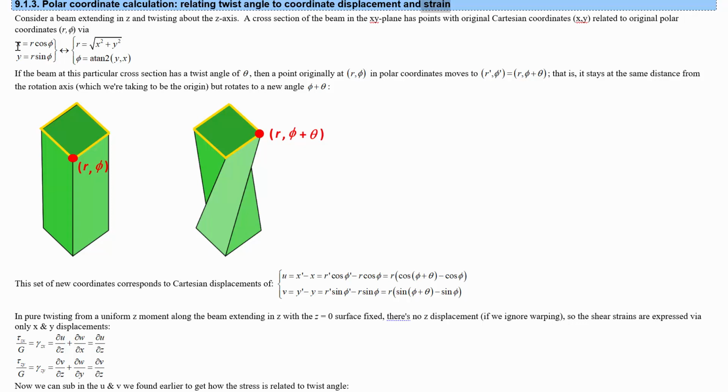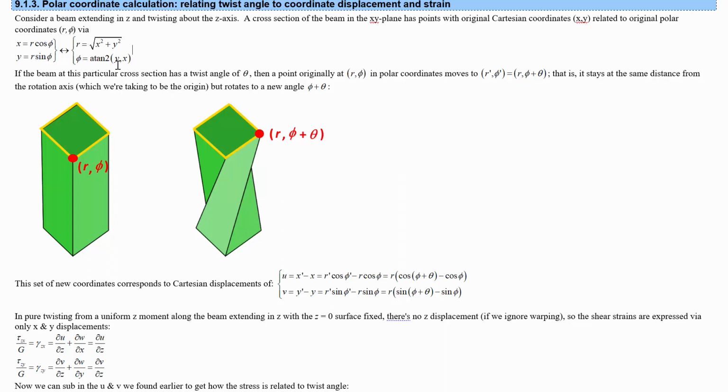So first up, if we have a point that is at position x and y in Cartesian coordinates and r, phi in polar coordinates, we're going to use theta for the twist angle, so we'll use phi as the polar coordinate variable. Then x and y are related to r and phi via these relations that you probably are familiar with from polar coordinates. So x is r cos phi and y is r sin phi. And if you want to go the other way, then r is the root of x squared plus y squared, and phi is the atan2 of y and x.